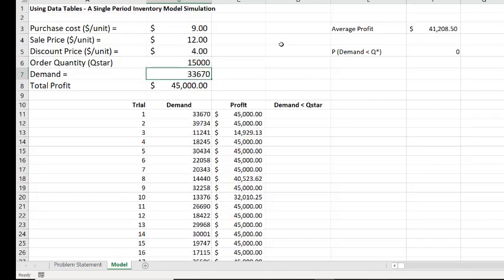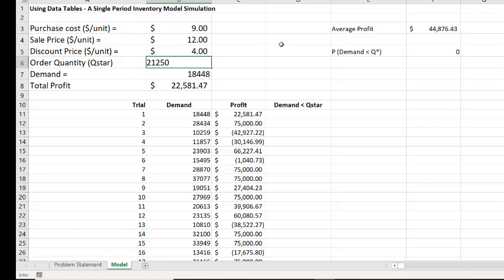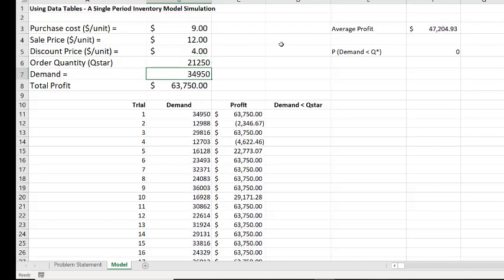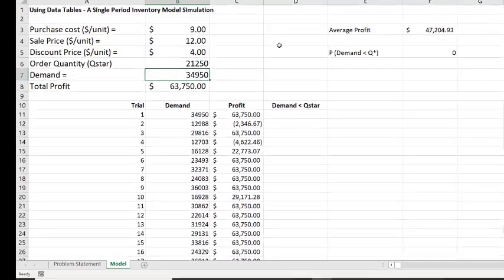Well, the profit goes up, but is that better than before? Let's go to 20,000 units. We know the optimum order quantity is about 21,000. So you can see that by varying the order quantity in this cell, we can actually go ahead and see what happens to the average profit. And eventually, if I put in the 21,50, which is my optimum order quantity, that is the highest average profit that I will get.